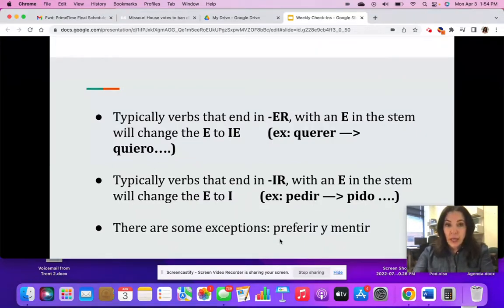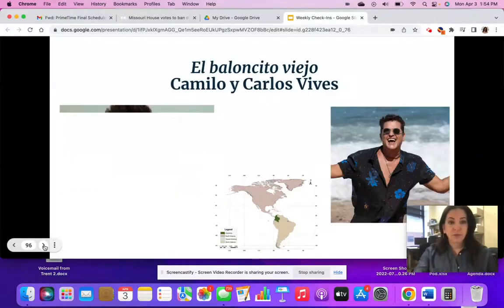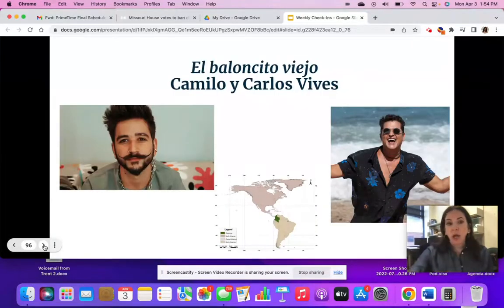So there are some exceptions. So for example, preferir and mentir. So the way that I remember that is, if you think about these two are the general rules. These are like the patterns, right? And so I think of these two verbs, preferir and mentir, kind of like the rebel verbs, right? So they don't prefer to follow the rule, or this one lies about the rule. So that's just a little quick way to remember how to conjugate those verbs.